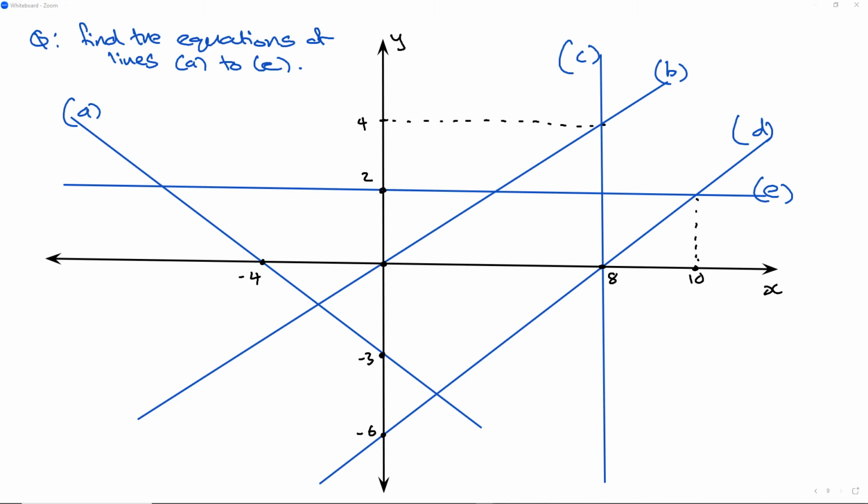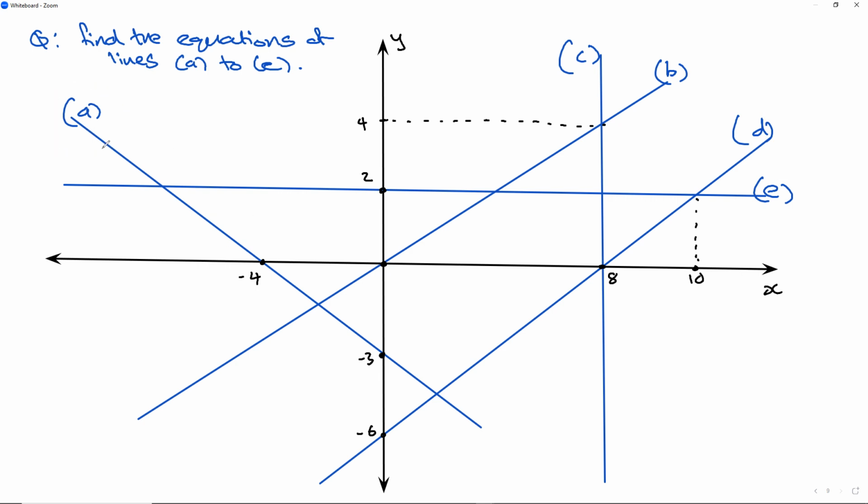All right, so in this question, you're given five straight lines, and you are asked to find the equation of each line, y equals mx plus c. You can use any method. You could use the table method, you could use the gradient intercept method, starting from question A, then B, then C, D, and then E. All right, so let's have a look at A.